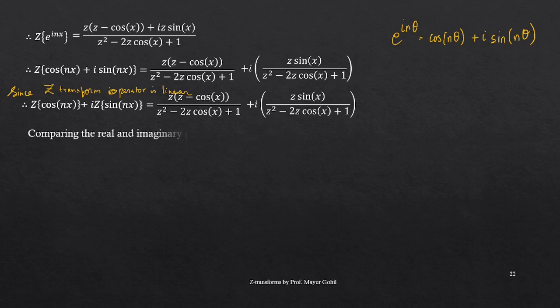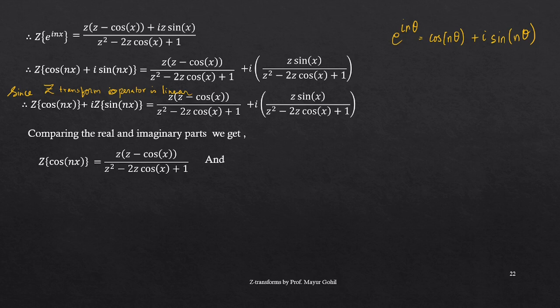Now we compare the real and the imaginary parts. We get that Z transform of cos nx is z into (z minus cos x) over z square minus 2z cos x plus 1, and Z transform of sin nx is z into sin x over z square minus 2z cos x plus 1. See there, it's very easy. The denominator is very simple. You can easily remember it. It is a common denominator in both the terms, sine as well as cosine.